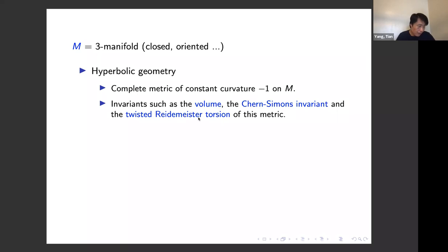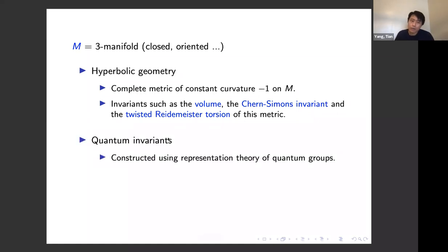If the hyperbolic structure exists. Okay. Now on the quantum side, we can still consider the invariants constructed from the representation of quantum groups. And for the representation of the quantum SL2, we have the Reshetikhin-Turaev invariants, for which we should assume that the manifold is closed and oriented.